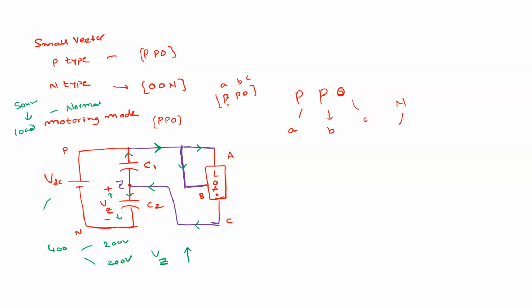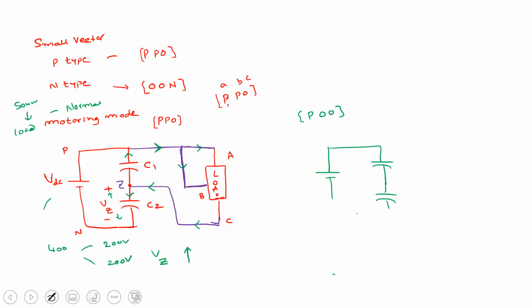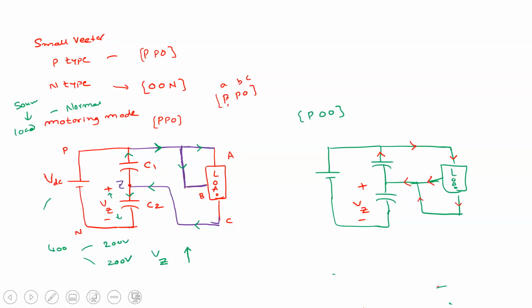Similar case, so we'll consider another P-type vector, P00. Okay, so let us consider this is another P-type vector. So we have a load here, right? P00 means this is connected to here, agree? And these two are connected to here. Understood? So this is your VZ. So this current is flowing like this, and it is acting as a return path, like this. Agree?